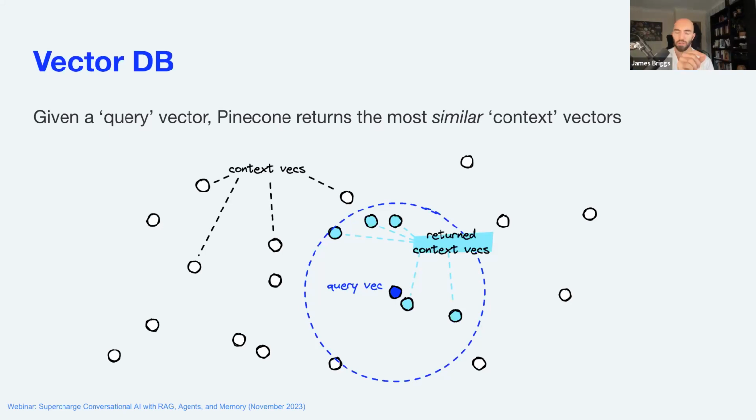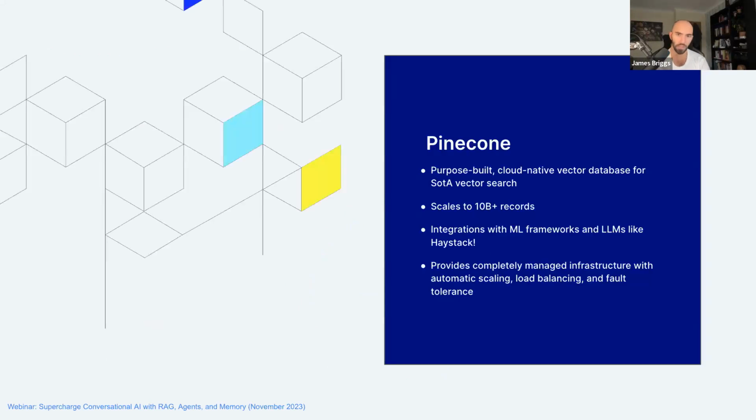So you put in your query vector, and we're just returning those contexts or documents that I mentioned before. So next slide. Pinecone is a managed service that does that retrieval component for you, so the vector search part. Pinecone is a purpose-built, cloud-native vector database that does vector search very well.